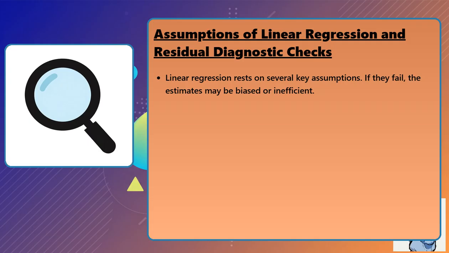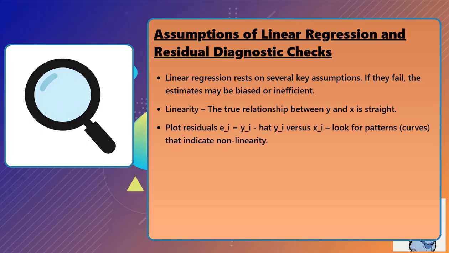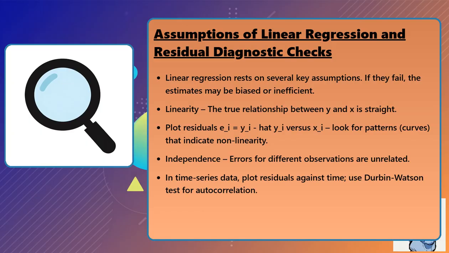Linear regression rests on several key assumptions. If they fail, the estimates may be biased or inefficient. Linearity: the true relationship between y and x is straight. Plot residuals e_i equals y_i minus y hat_i versus x_i. Look for patterns, curves that indicate non-linearity. Independence: errors for different observations are unrelated. In time series data, plot residuals against time. Use the Durbin-Watson test for autocorrelation.